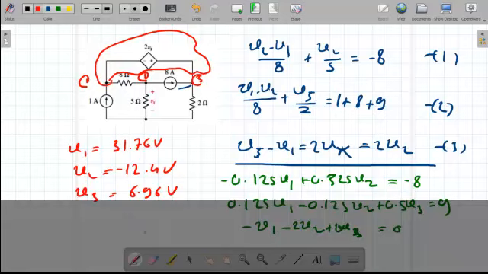From this we can find Vx. Vx is what? Can you see it? It's half of V3 minus V2. It's half of V3 minus V1, not V2. V3 minus V1. So it will equal minus 12.37 volt. From this we can find the power supplied by the 1 amp source.